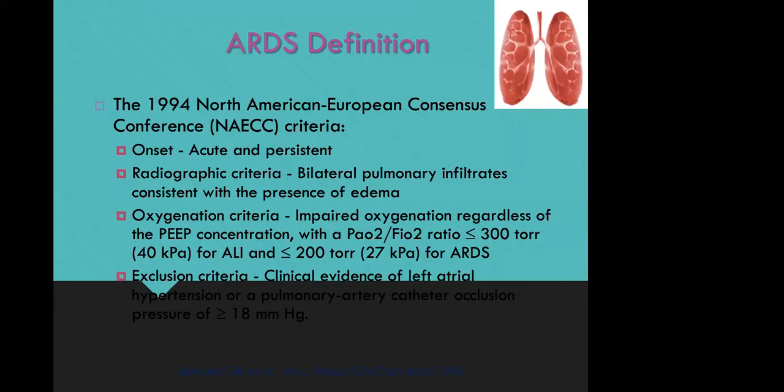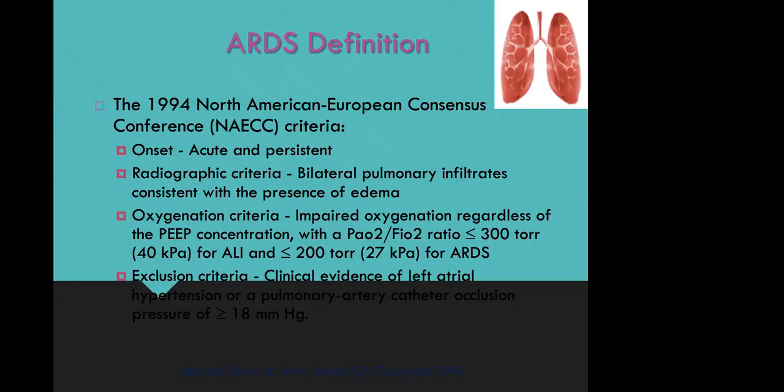It was presented in 1994. According to the criteria, it is acute in onset, and there is a radiological finding with bilateral pulmonary infiltration. For oxygenation, there is the PF ratio, which is the PaO2 from the ABG over the fraction of oxygen given by the ventilator. It should be less than 300 in mild, 300 to 200 in moderate, 200 to 100 in moderate to severe, and less than 100 is severe.